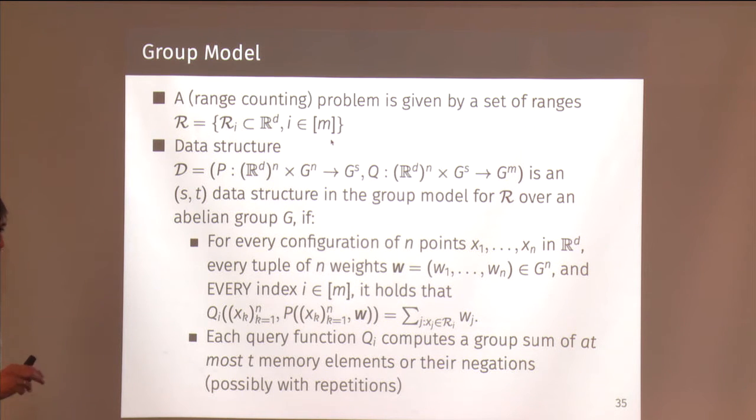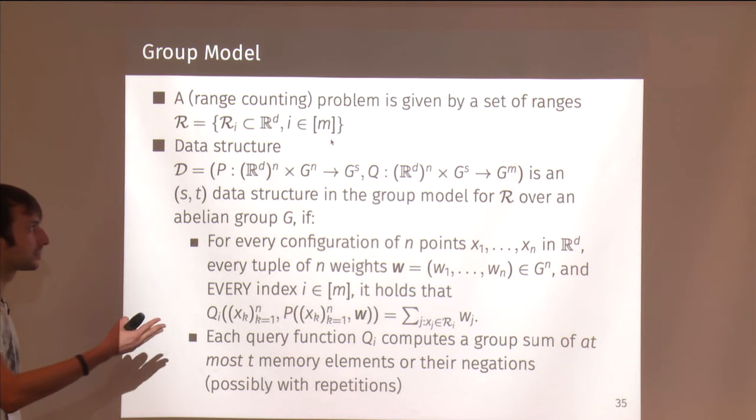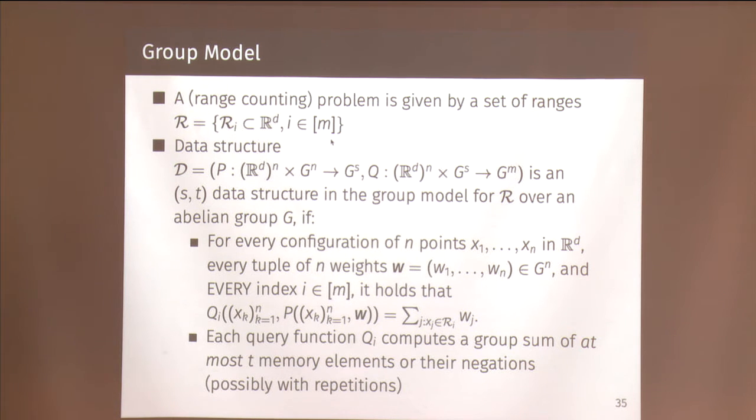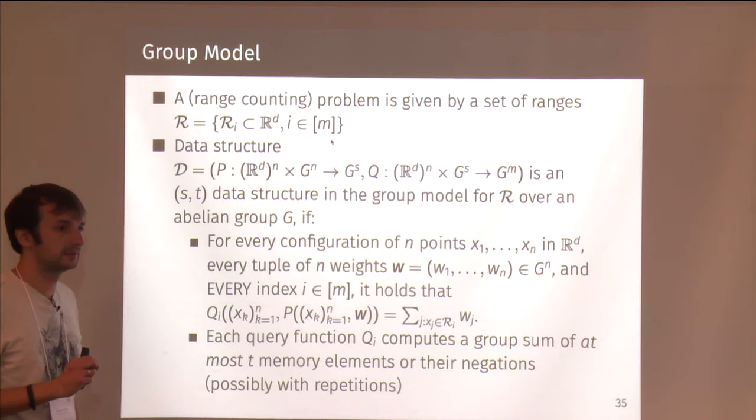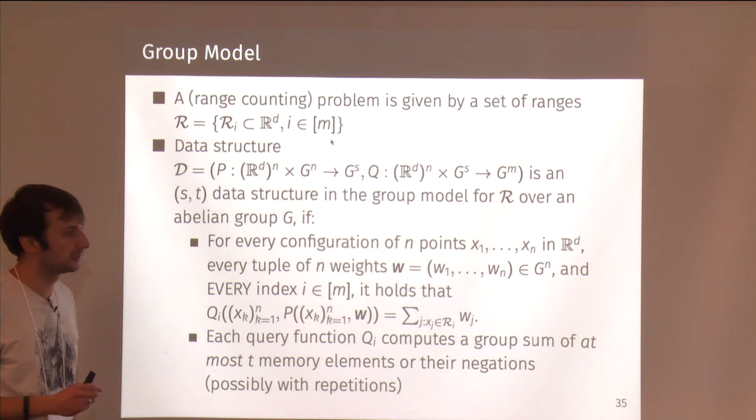That's the group model. That's what makes it much stronger than the semi-group model. You can use negation. For semi-group models, there are simpler covering arguments that say that if you only sum up things and never subtract, you cannot have very efficient data structures for range counts. Make sense?